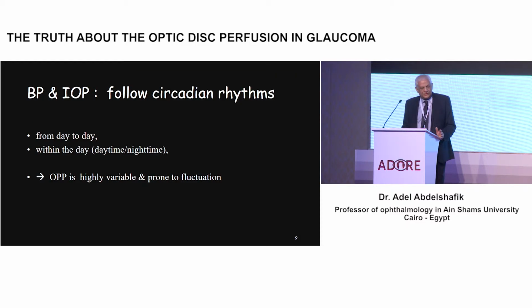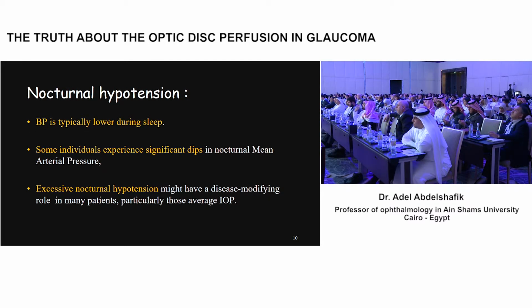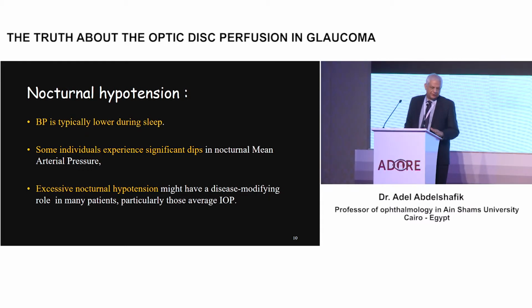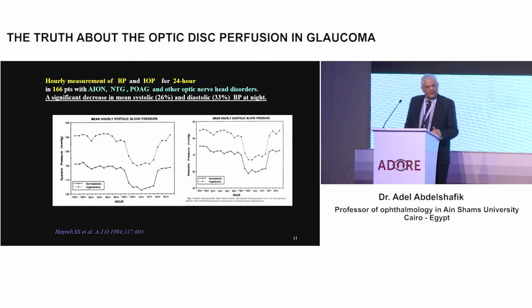There is a fluctuation in the IOP, and there is a fluctuation of the perfusion pressure over the day and from day to day. We all know that there is nocturnal hypotension, and there is extensive nocturnal hypotension in cases of glaucoma, especially in normal tension glaucoma. This study was done early in 1994.